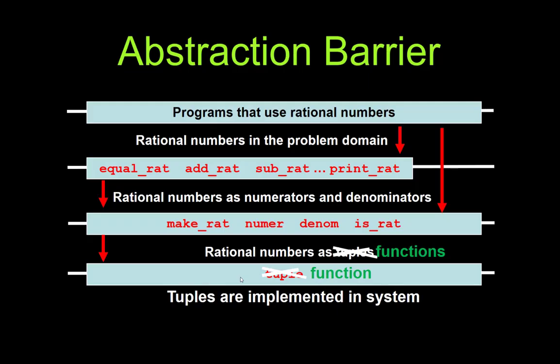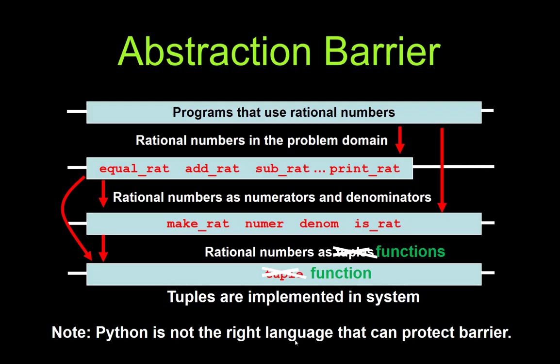At this point, we should note that Python is not really a language that can protect abstraction barriers. Even though conceptually we would prefer this layer, equal_rat, add_rat, subtract, etc. to access only this layer, Python doesn't forbid cross-layer access. That means equal_rat, add_rat, etc. could actually use functions if you insist. You will see that other object-oriented languages have this protection done more properly.